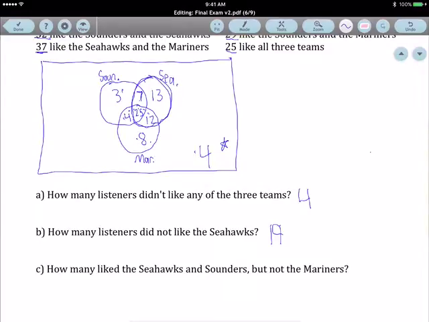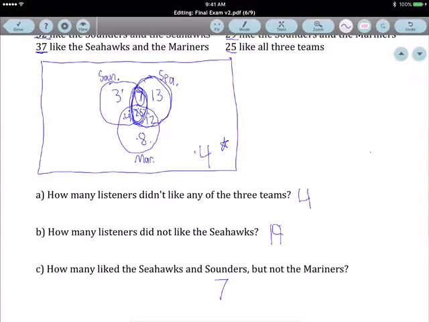So you do 13 plus 3 plus 7. No, because they have to like them both. So this is the Seahawks and Sounders part right here, but not the 25 that also liked the Mariners. Just the 7. Right, it's just the 7 there. Does that make sense how we got that last one?